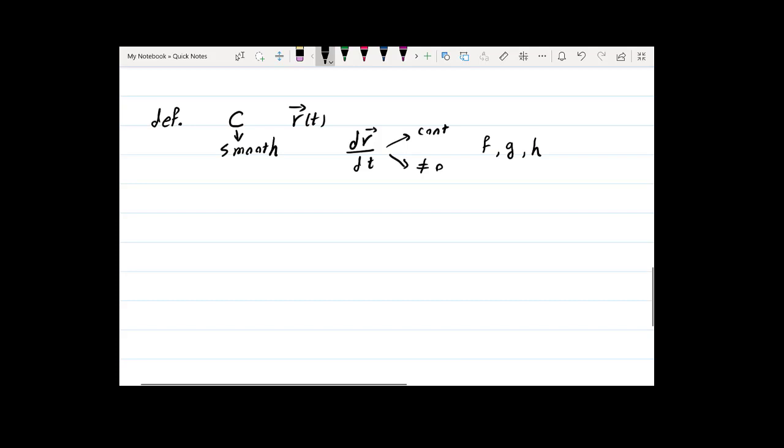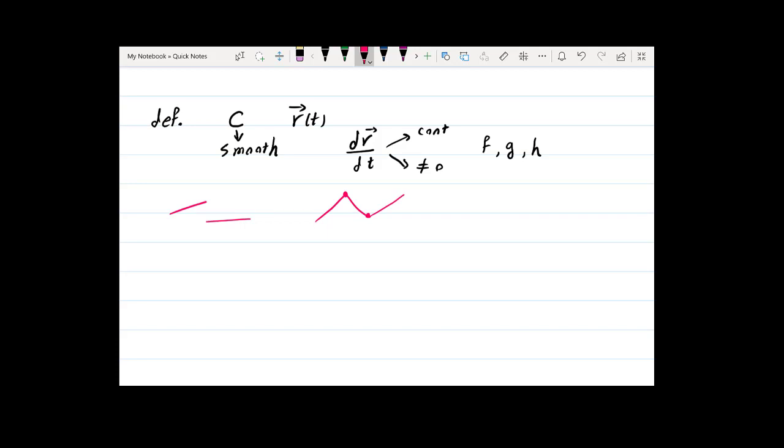What does it mean? When we say derivative of r with respect to t exists, it means there is no jump or cut on the curve. And when we say derivative is continuous, it means there is no sharp point on the curve.